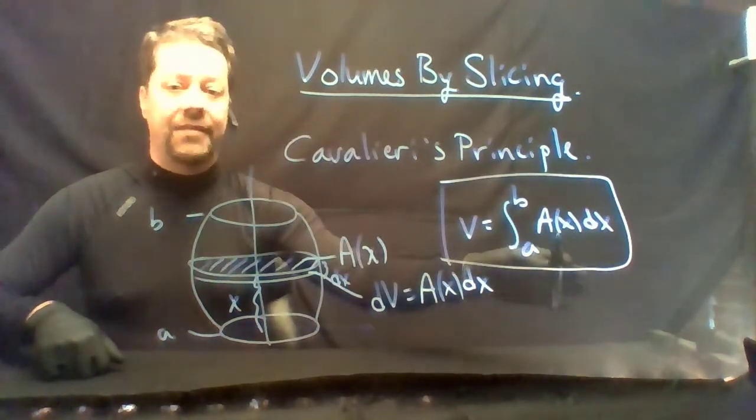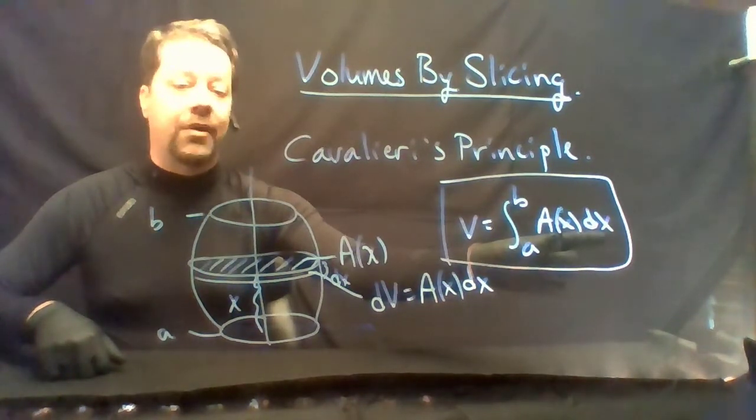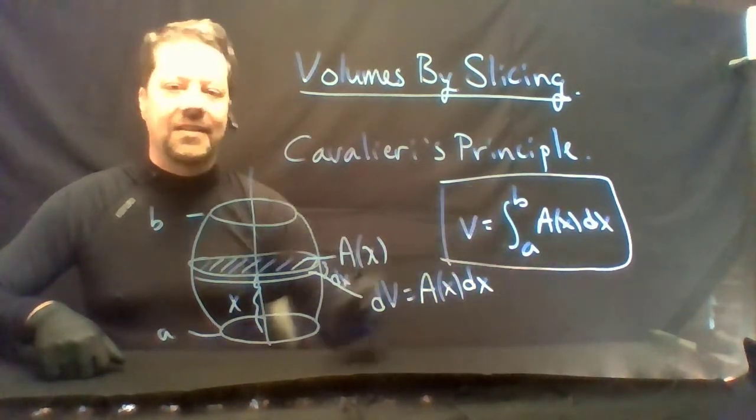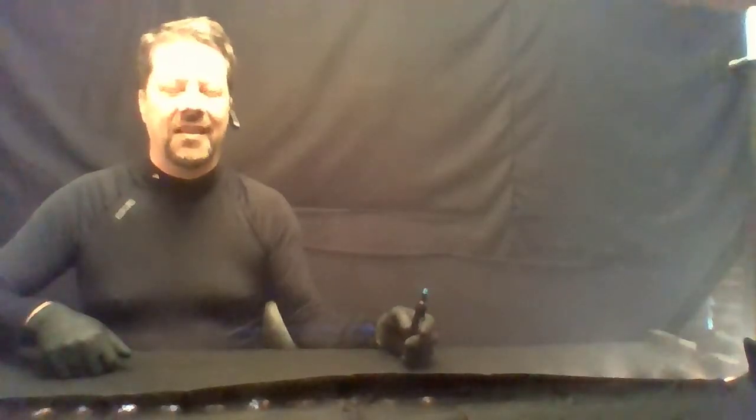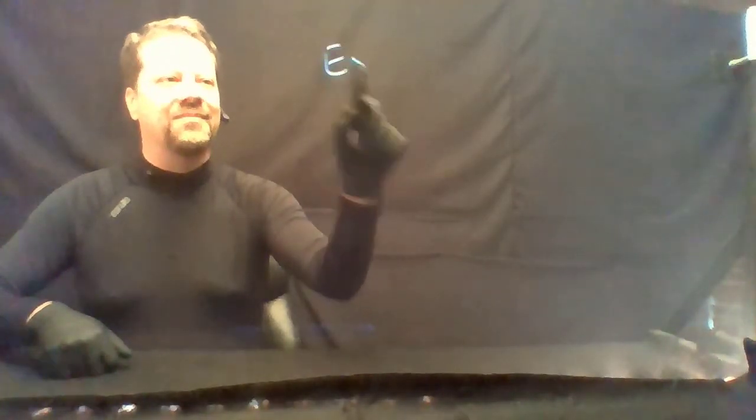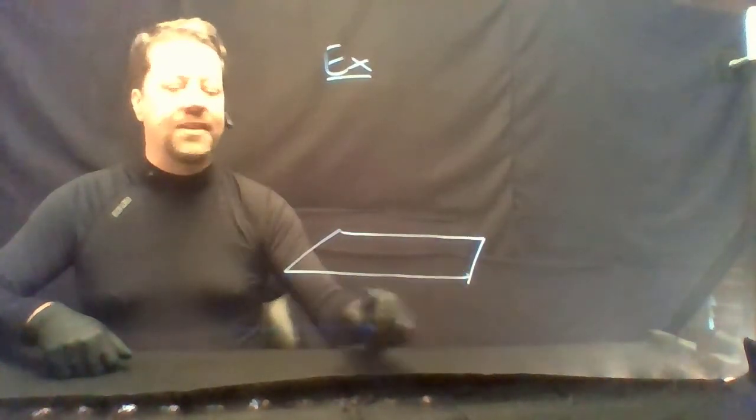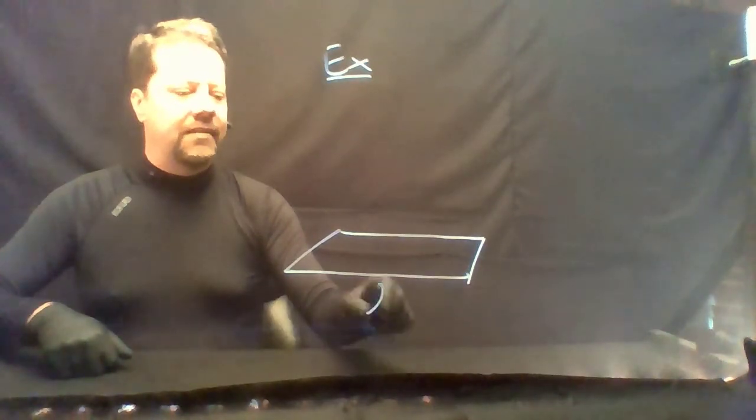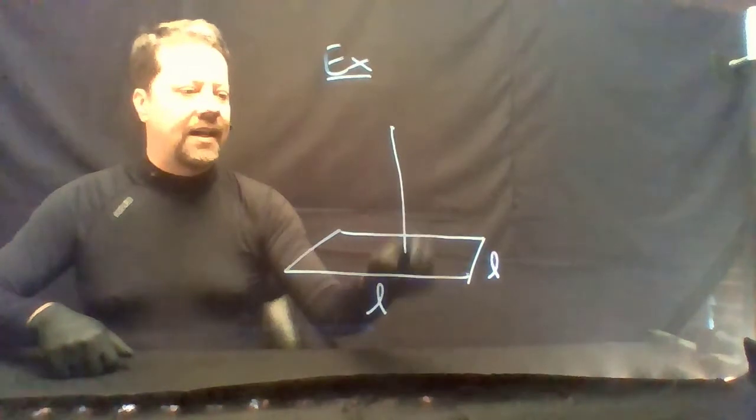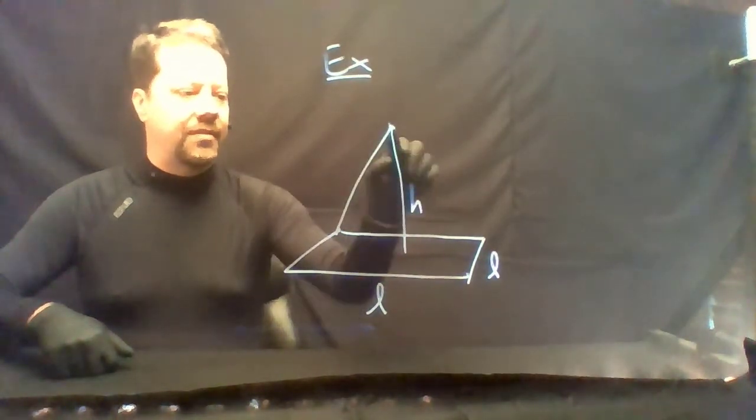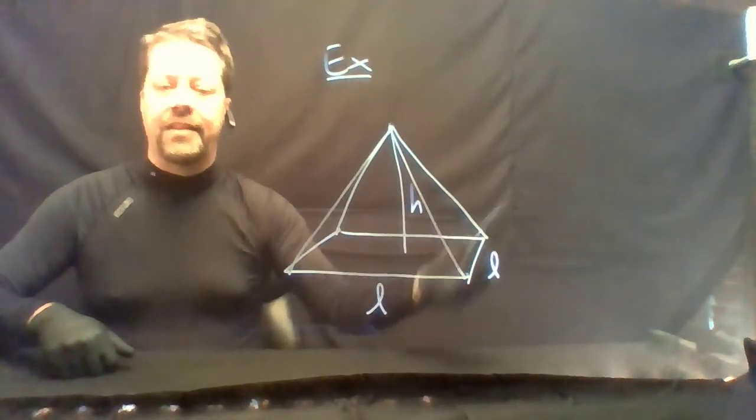You take an area of a slice times the distance that you sweep it. That gives you a little bit of volume. Add it up between x equals a and x equals b. You get the total volume. Let's do a quick example. Let's suppose we have a square base pyramid, length L and L on each side. It has a height h. And let's find the volume.